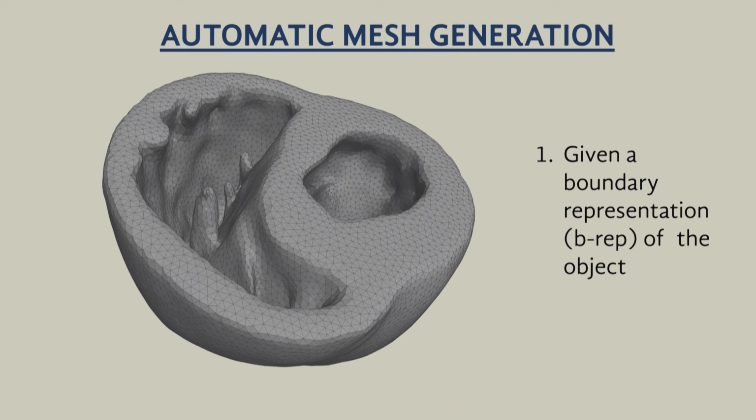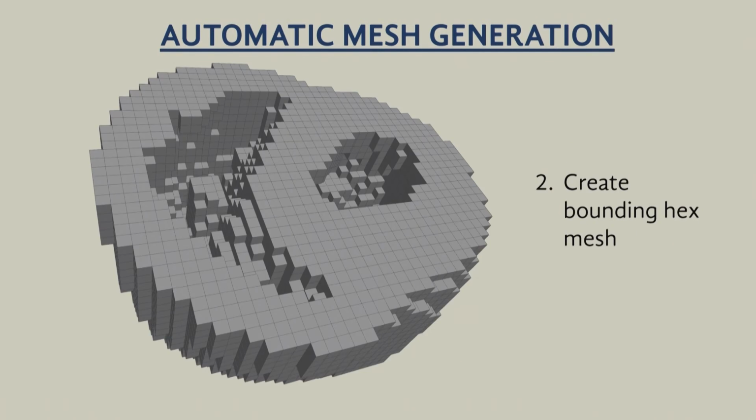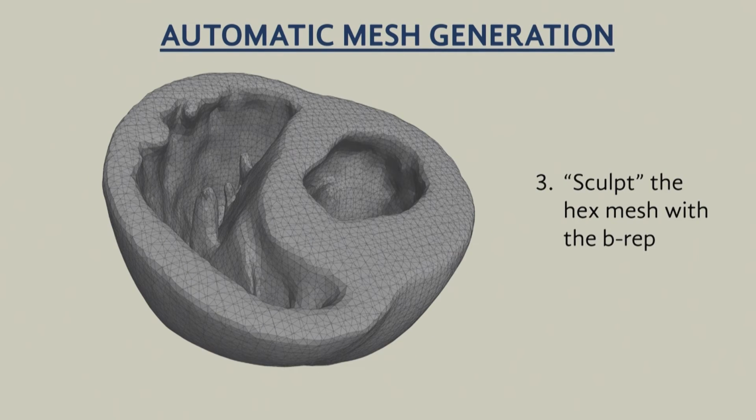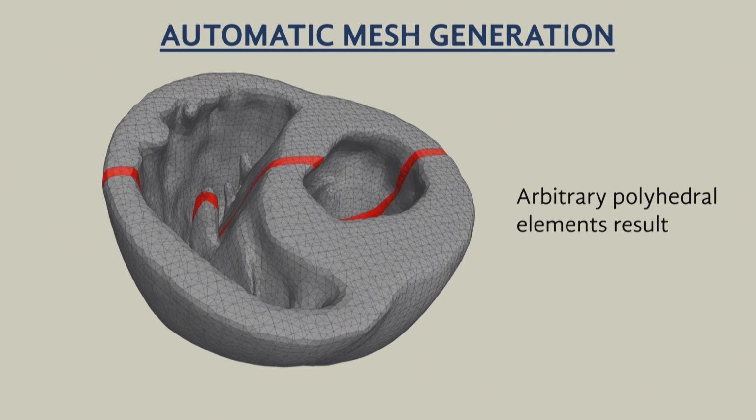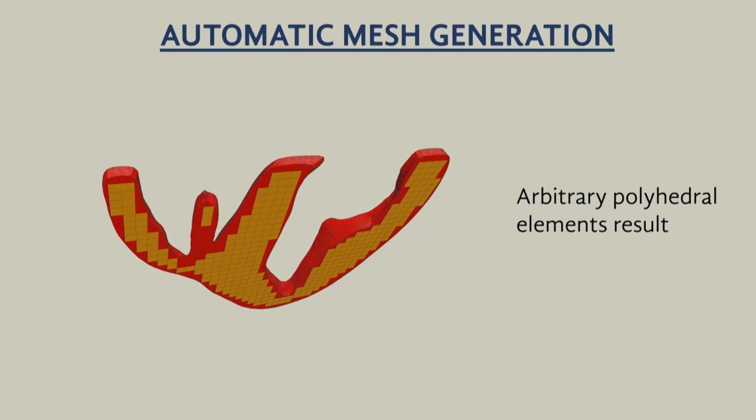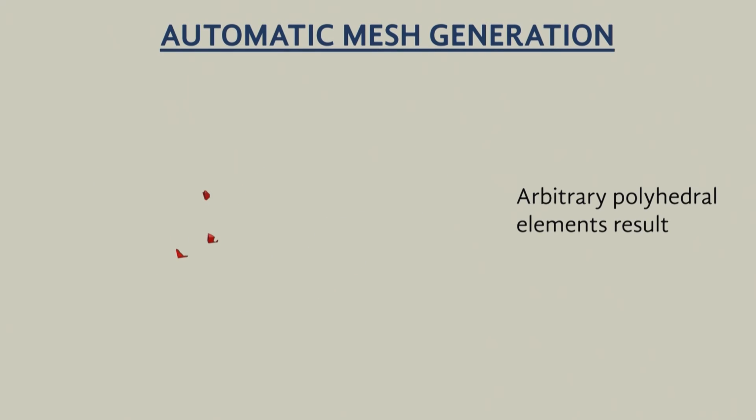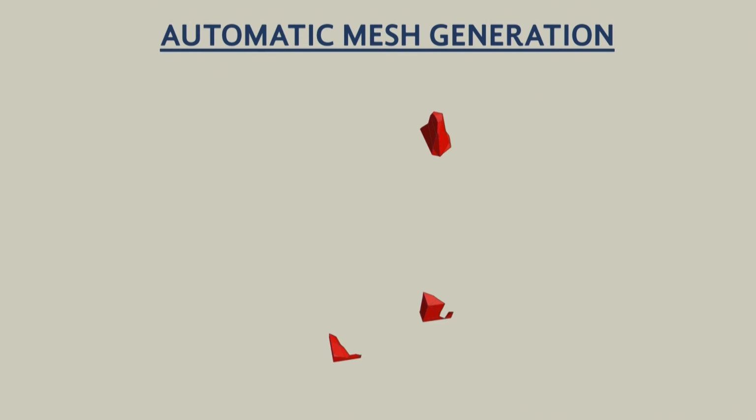And so let's say we start off with this boundary representation. We create a bounding hex mesh, and then we sculpt the hex mesh with that boundary representation. And it's quite robust. It largely only uses integer logic as opposed to floating point operations. And what ends up happening is, through this routine, we'll look at one slice here. You end up with interior elements that are just run-of-the-mill hex elements, and near the boundary, you end up with arbitrary polyhedral elements.